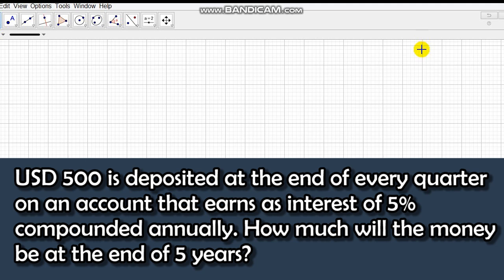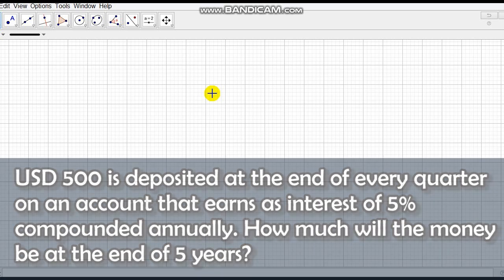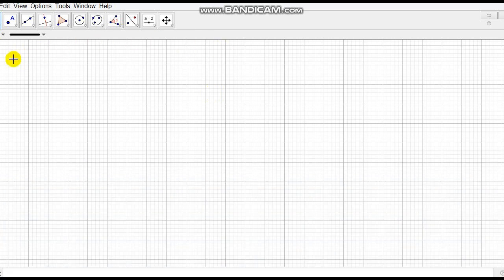Let's have an example. Let's say that 500 US dollars is deposited at the end of every quarter in an account that earns an interest of 5% compounded annually. How much will the money be at the end of 5 years? So let's identify first our variables here. Let's start with identifying N. N is equal to T times K. And our time is 5 since it's the end of 5 years.